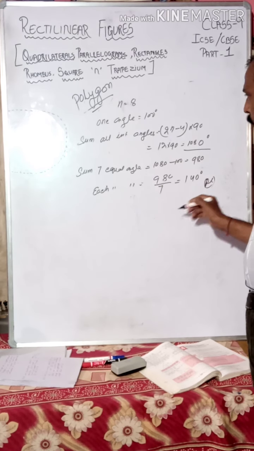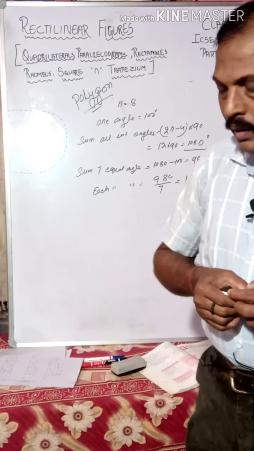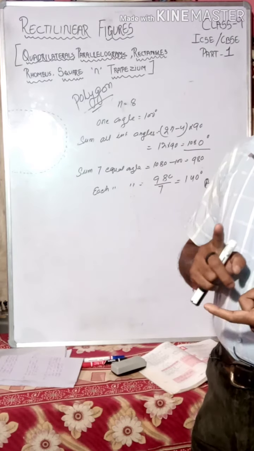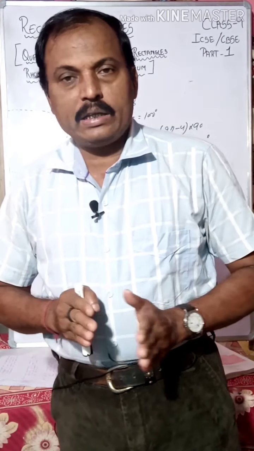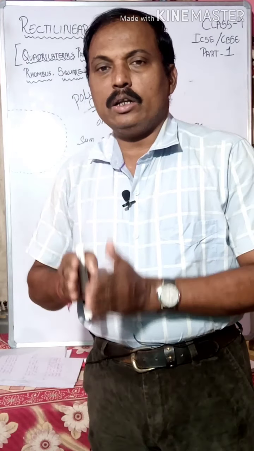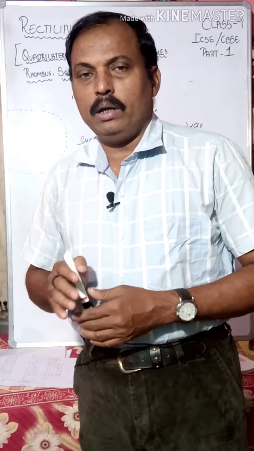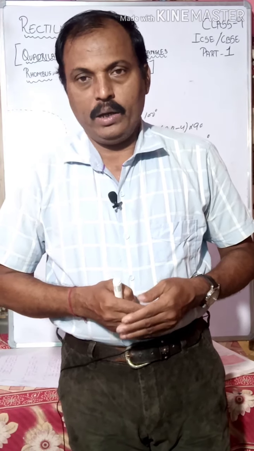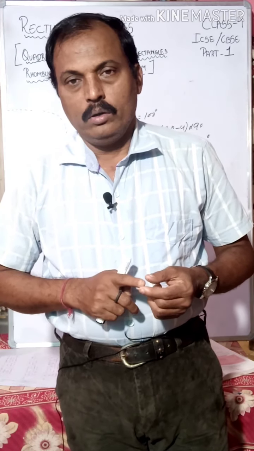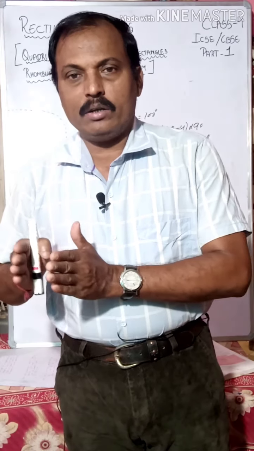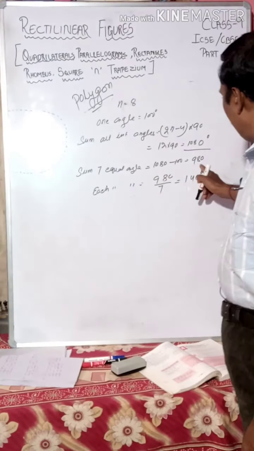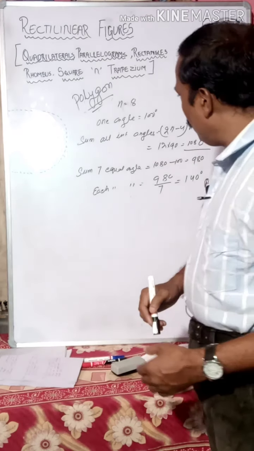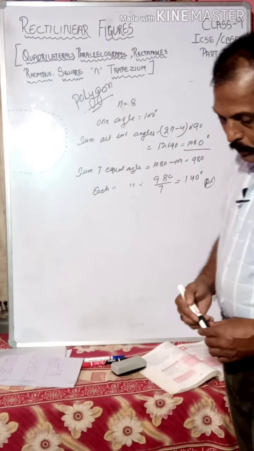This is the answer. There is an octagon, one angle is given as 100 degrees, and the rest 7 angles are equal to each other. So what is the magnitude of each equal angle? First we find the sum of the total angles of the polygon, 1080, then subtract 100 degrees, and the rest 7 angles measure 980. So now take a screenshot.